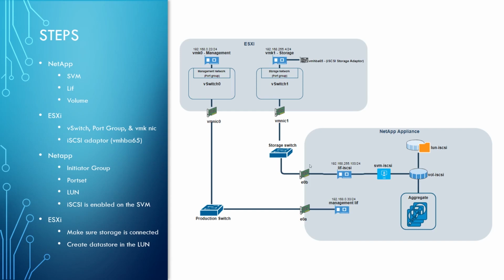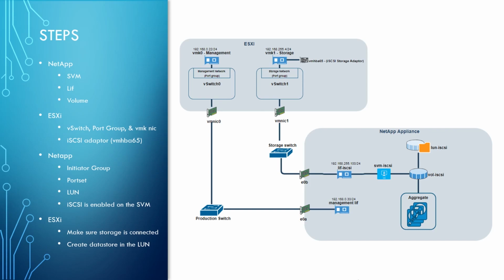On the Netapp, we're going to set up an initiator group, a port set, and then we're going to set up our LUN with that port set and initiator group. Then we're going to make sure that iSCSI is enabled, otherwise it won't work. Then we're going to go back to our ESXi, make sure the storage is connected properly, and then create a data store in the LUN that we've just connected through iSCSI. So let's get into it.